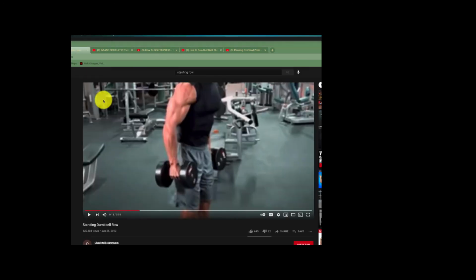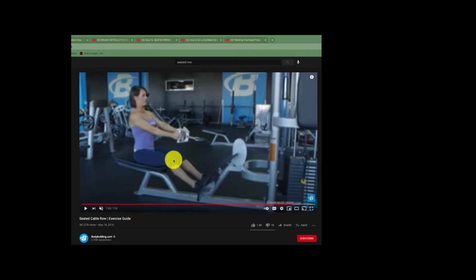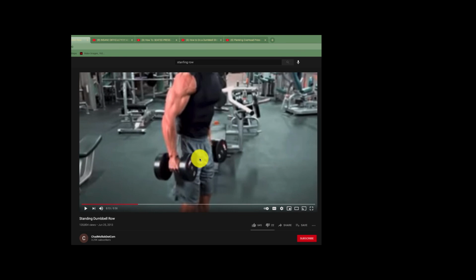I apologize, this dude's a little weird looking. But we can see now that he is standing. The difference between this gentleman and this woman back here is she is essentially doing a bilateral movement. She has both hands on a single bar, where this individual is having unilateral. So each arm has to do its own work. The stronger arm can't cheat and overcompensate. So we'll get more strength adaptations that way.